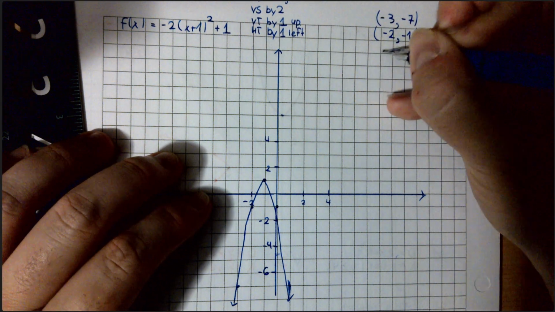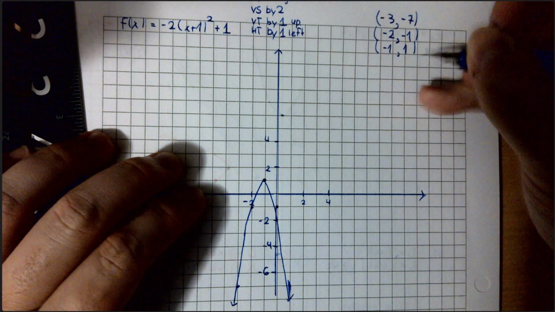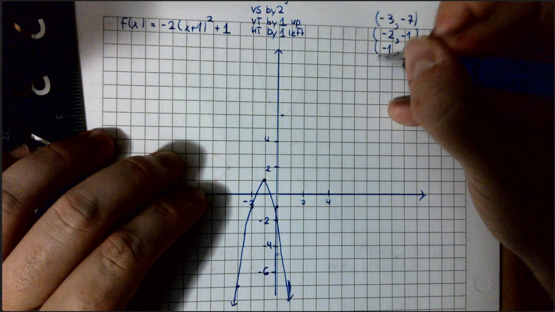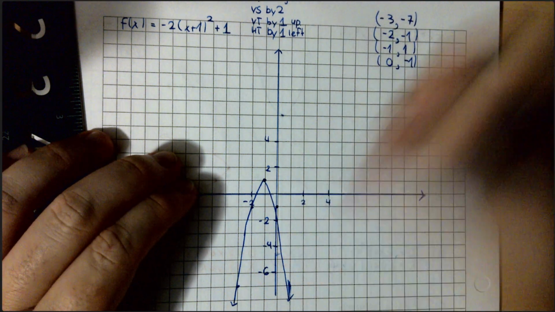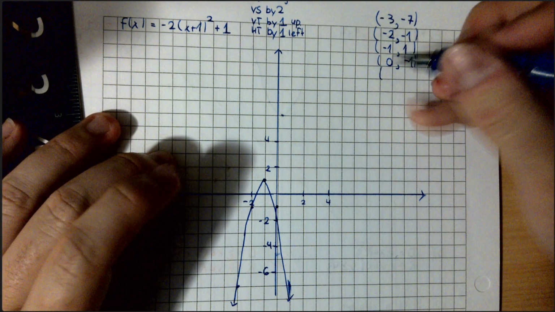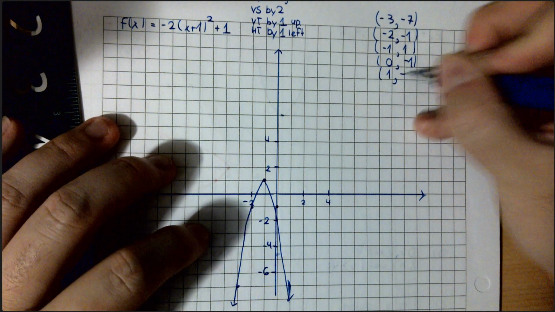Then I've got minus 1 and 1. Then I've got 0 and minus 1, because now we've gotten to our mirrored side because we've passed through our axis of symmetry. And now I have positive 1 and negative 7.